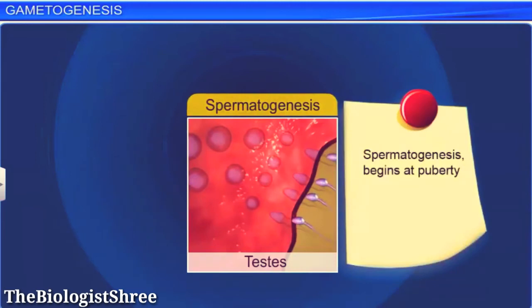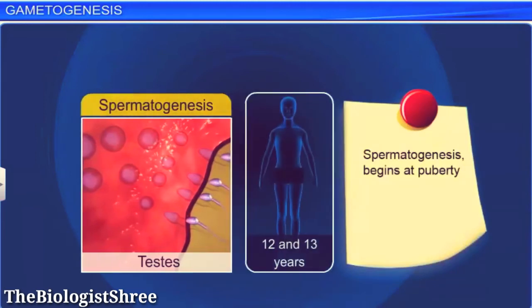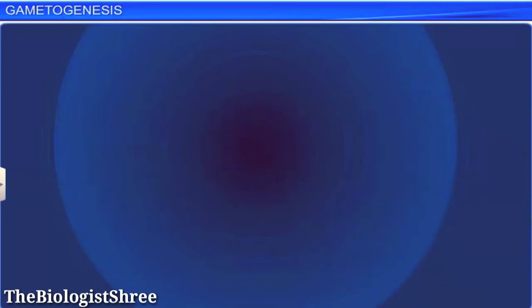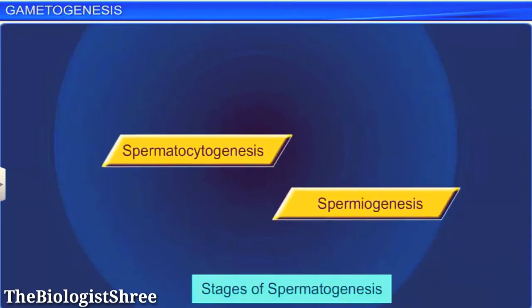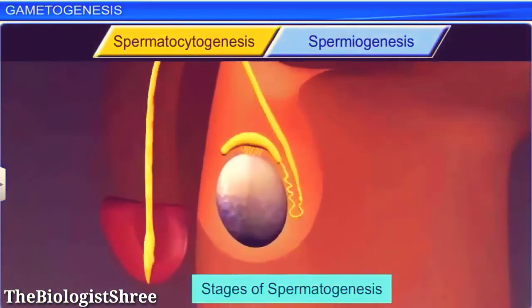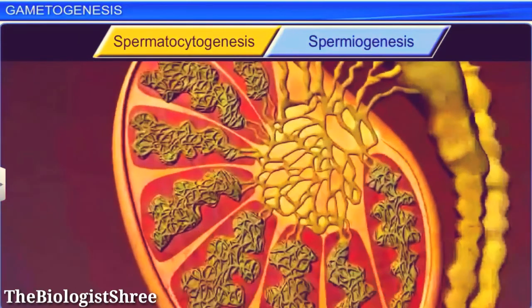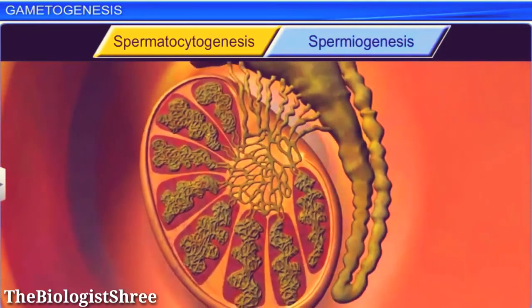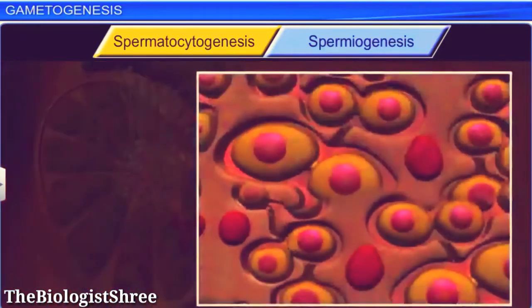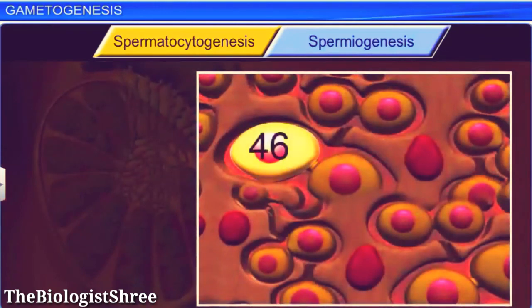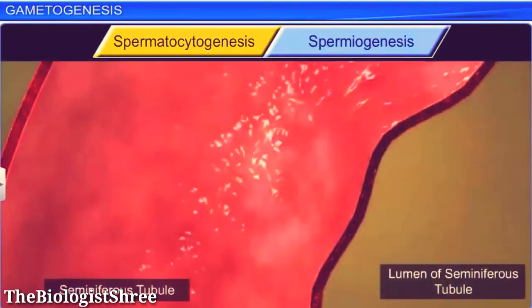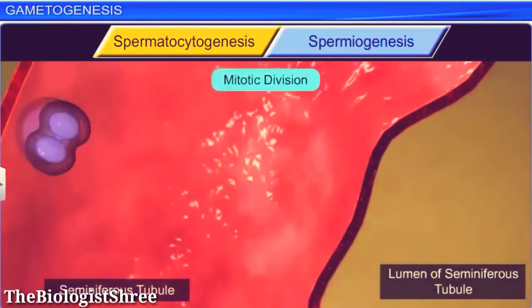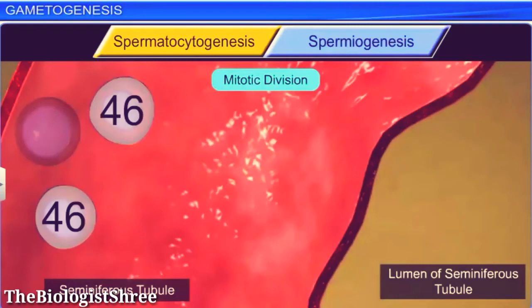Spermatogenesis begins at puberty, usually between 12 and 13 years of age, and is divided into 2 stages: spermatocytogenesis and spermiogenesis. Spermatocytogenesis, the first stage, occurs in the seminiferous tubules, whose inner walls are lined with spermatogonia, the diploid male germ cells containing 46 chromosomes. Some of these spermatogonia divide mitotically to form 2 daughter cells.